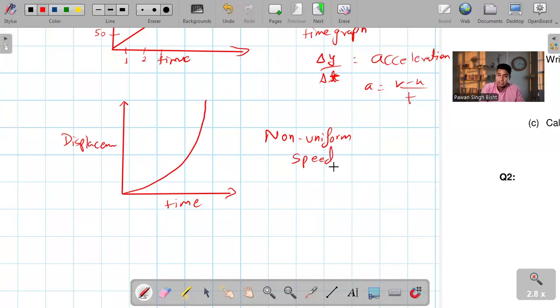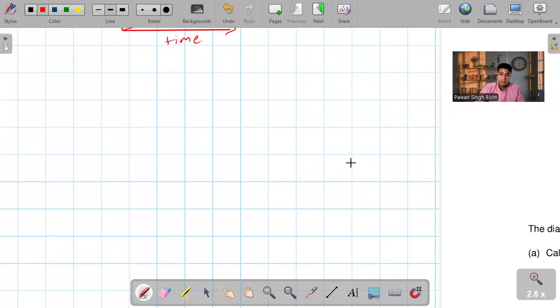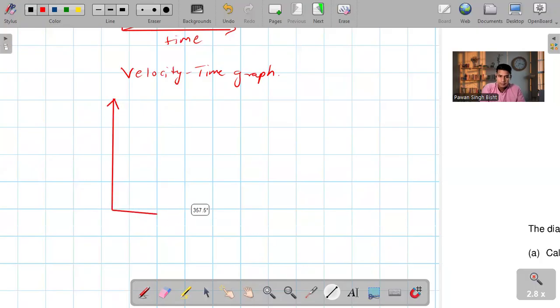Now, most importantly, the questions that you will get in exam in O levels and IGCSE are from another type of graph which is called velocity time graph. Okay, velocity time graph, right? So what we do in velocity time graph, same graphs are there but in y-axis we have velocity right now. So velocity on y-axis and time in x-axis.